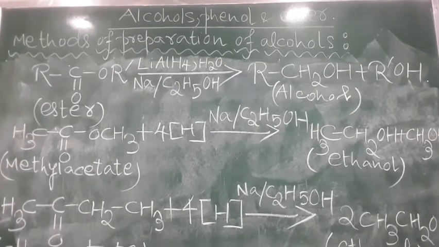For example, you can see in the next reaction I have taken methyl acetate. When treated with sodium dissolved in ethyl alcohol, you get a mixture of ethanol, CH3CH2OH, and methanol, CH3OH. Then ethyl acetate treated with sodium dissolved in ethyl alcohol gives 2 moles of ethanol.